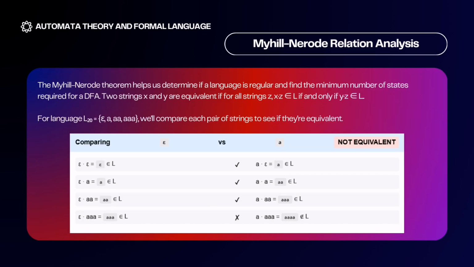The Myhill-Nerode relation analysis. So the rule. We say string x is equivalent with string y, written x ≡ y, if for any ending string z you can think of, if x followed by z, that is xz, is in our language, then y followed by z, yz, must also be in our language. And if xz is not in our language, then yz must also not be in our language. Basically, whatever happens to xz must happen to yz. If we can find even one z that breaks this rule, then x and y are not equivalent.